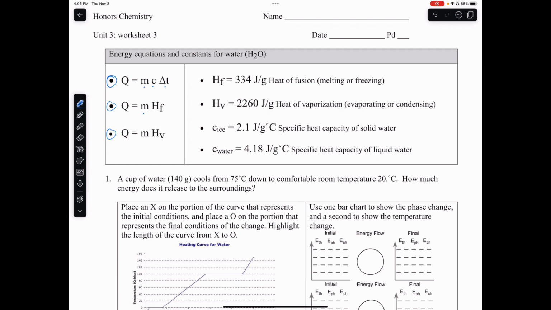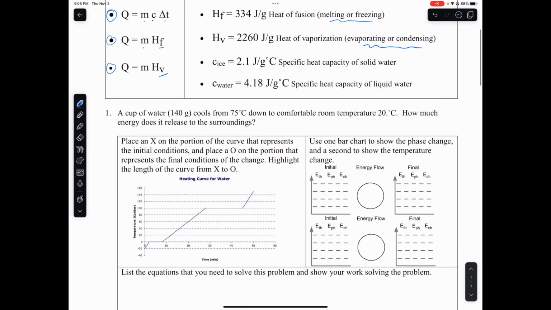Remember, when there's no change in temperature is when the substance is changing phase. So heat of fusion represents melting or freezing, whereas heat of vaporization represents evaporating or condensing. And so calculations for that part are actually simpler because they only have the mass and no change in temperature. So these are the values that we'll use.